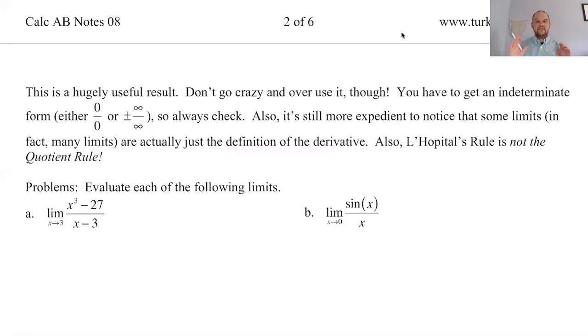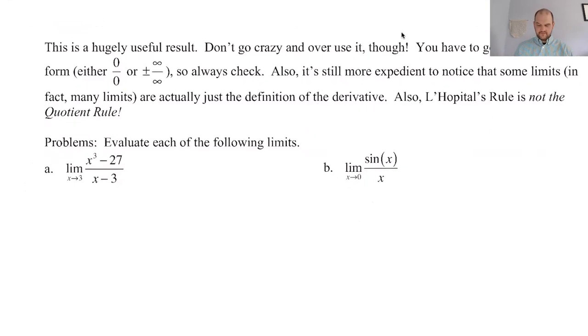So, things to watch out for. Don't overuse the rule, right? If you get 0 over 5, that's 0. Just because a 0 shows up doesn't mean use L'Hopital's. If you get 5 divided by 0, that just doesn't exist, right? It's not 0 over 0, it's 5 divided by 0. Can't divide by 0. That's not an indeterminate form. That does not exist. Also, you're not using the quotient rule. I never see anybody really do this because the quotient rule is more work than L'Hopital's rule, but it's not the quotient rule. It's the derivative of the numerator and the derivative of the denominator, not a quotient rule situation. So let's see if we can do it.